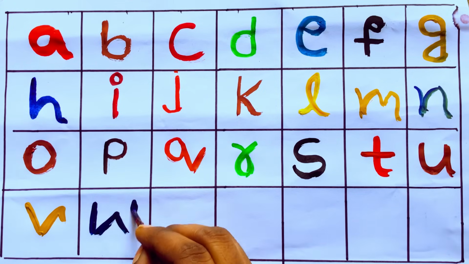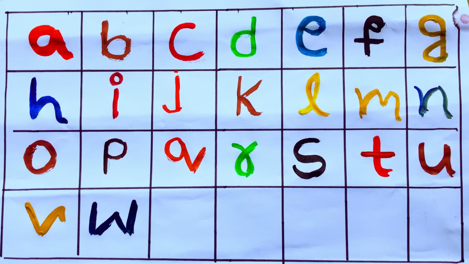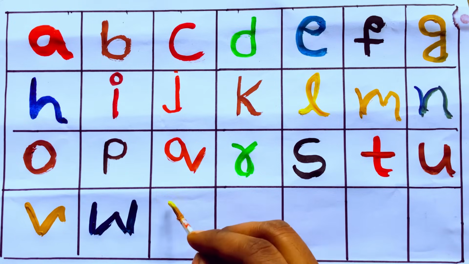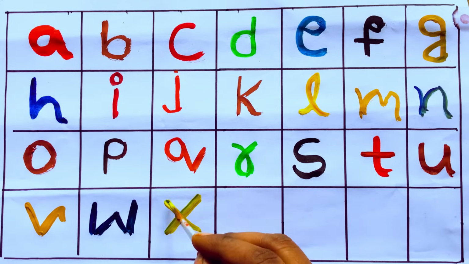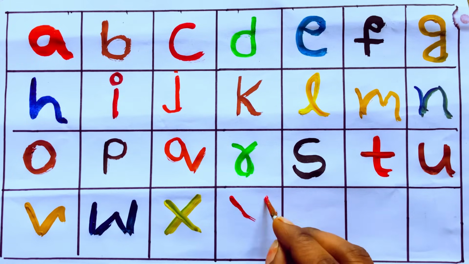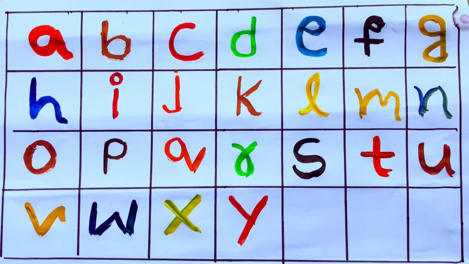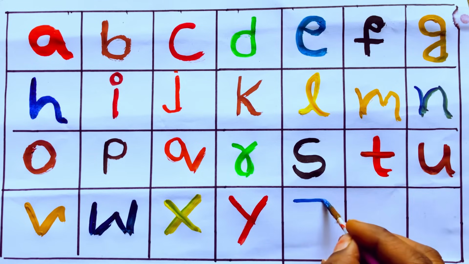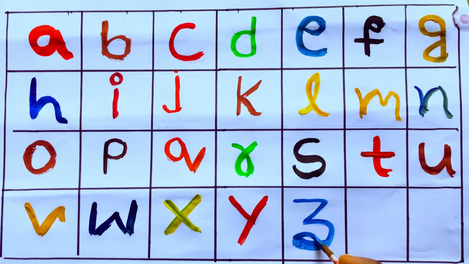Black color, W. W for warm. Yellow color, X. X for Xerox. Orange color, Y. Y for yellow. Sky blue color, Z. Z for zebra.